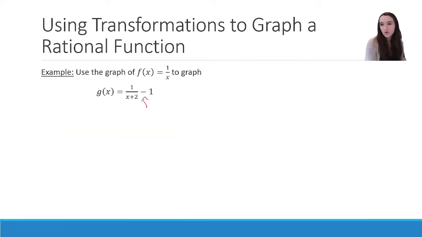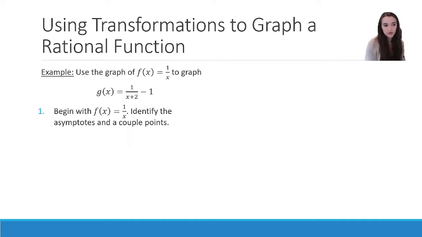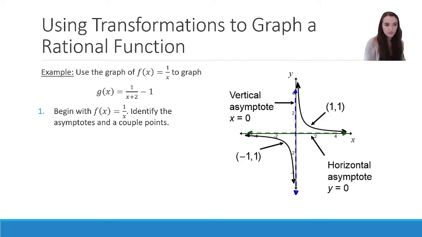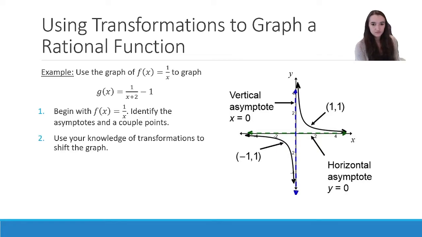So in this case, you really only do it in the way we're about to do if it's already presented in this way. So 1 over x plus 2 minus 1. We're going to begin with our graph of 1 over x, identifying the asymptotes and a few points and all of that. So here's our basic 1 over x graph. Again, something we should be fairly familiar with. Now we look at g of x and we identify our transformations.